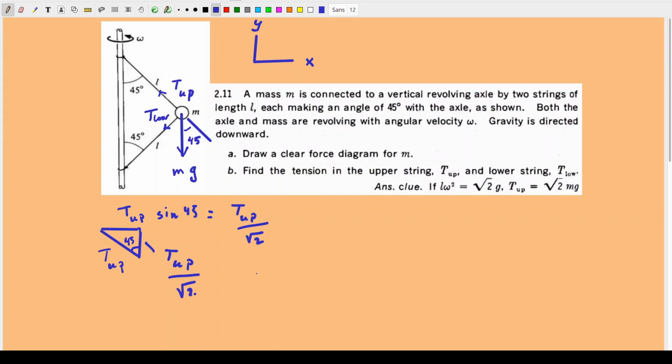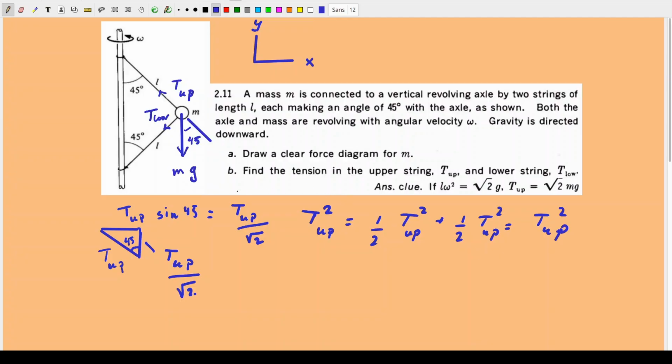And if you use Pythagoras' theorem, you can see that the square of that should be the square of that side plus the square of that side. And you can see, yeah, that makes sense here. We can check it. T up squared equals 1/2 T up squared plus 1/2 T up squared, which is equal to T up squared. So yeah, it makes sense.